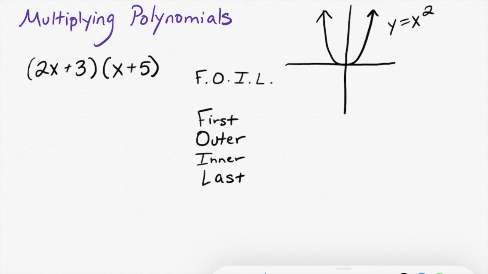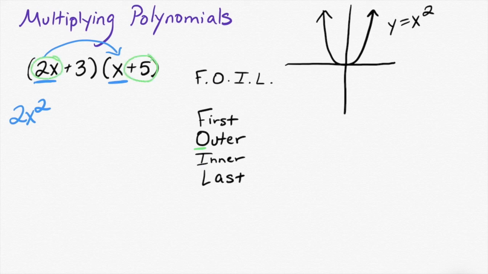So first means the first terms in each set of parentheses. The first term in the first set is the 2x, and the first term in the second set is x. So the first thing I would do is 2x multiplied by x, which is 2x squared. The next thing that I would multiply is O, outer, the outside terms. Of the whole problem, the terms on the outside are the 2x and the plus 5. So 2x times plus 5 is 10x.